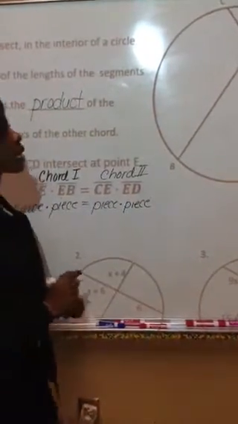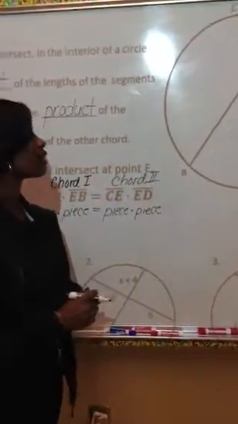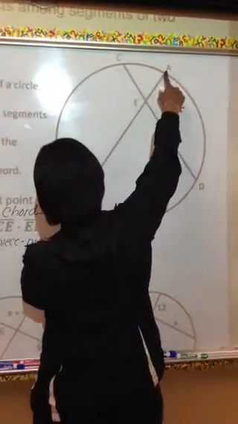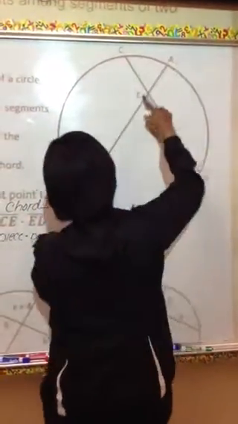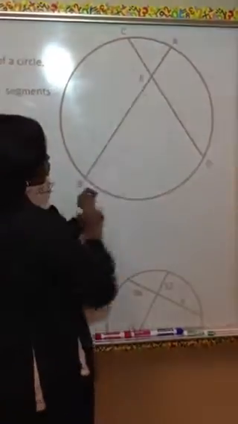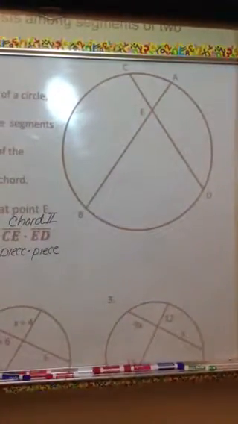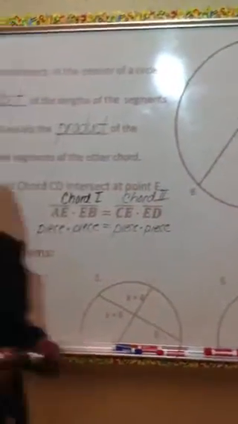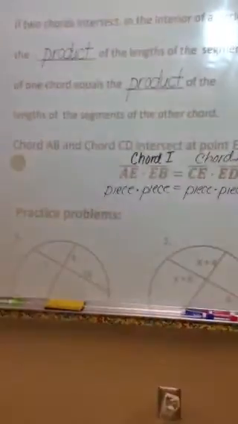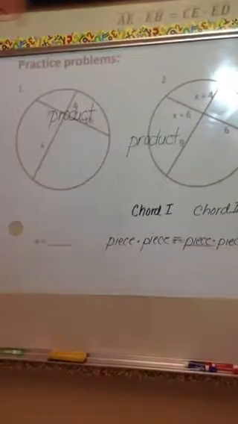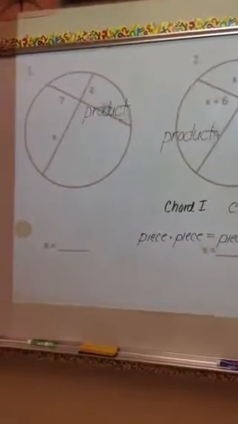Once again, when two chords intersect in the interior of a circle, you take the first chord and you find a product for its pieces. So for this one chord, piece times piece, and set that product equal to, for the second chord, piece times piece of it. Okay? Okay. Now, let's move the sheet up and try a few problems together. Beginning with practice problem 1.